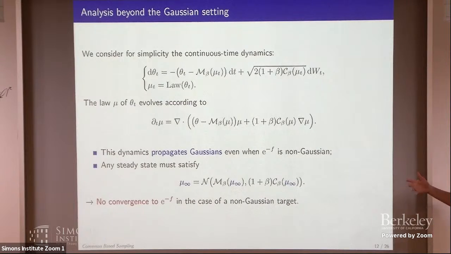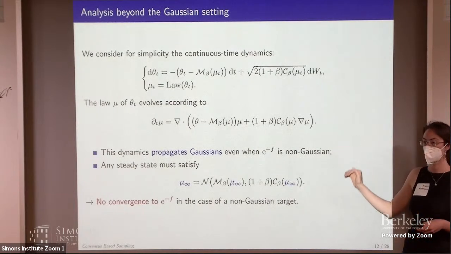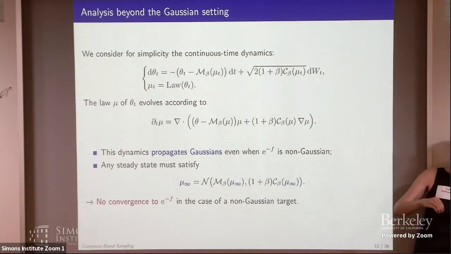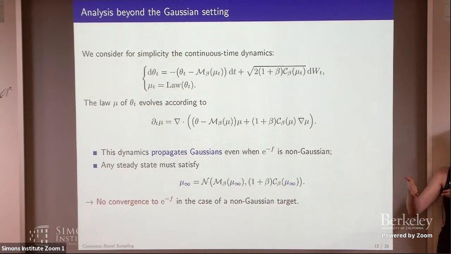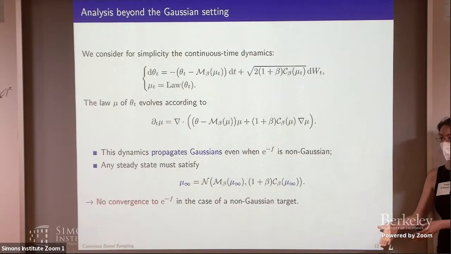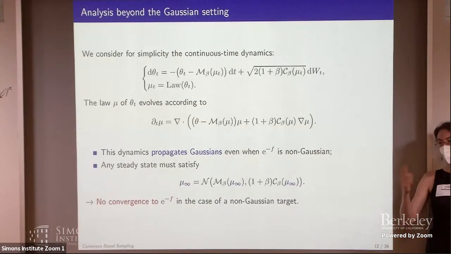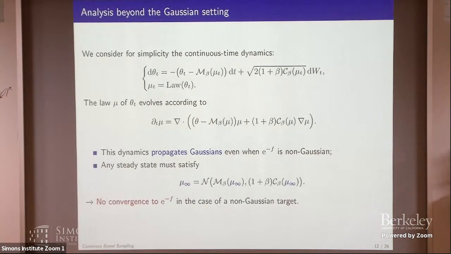Yes, and something to remark also is that even if your target is non-Gaussian, but you start with the Gaussian, then you remain Gaussian. So that also means that if you start from a Gaussian manifold, you can never exactly converge to your target if your target is not Gaussian. So what you will actually get is a Gaussian approximation of your target. And that's exactly what Laplace's method is giving you, right? Yes?